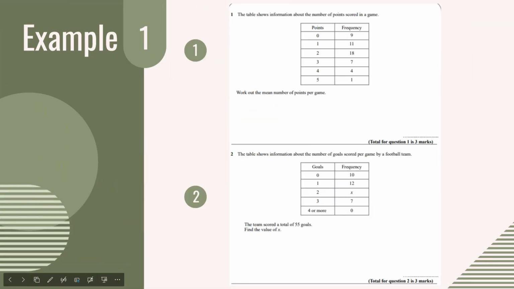Once again, it's that time to have a go at some Maths Genius exam questions. Have a go, pause the video, and unpause when you've done.